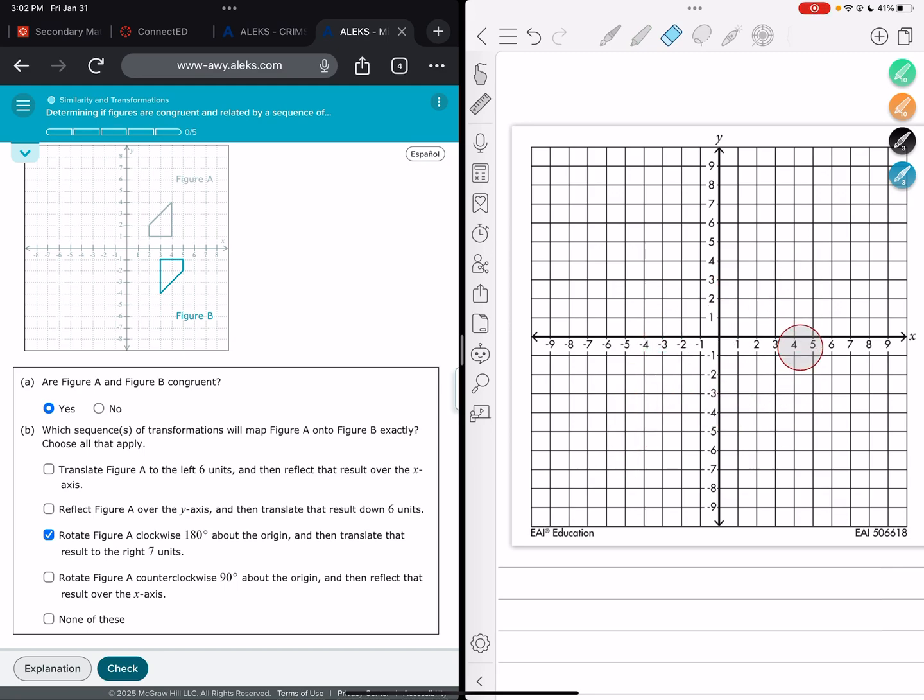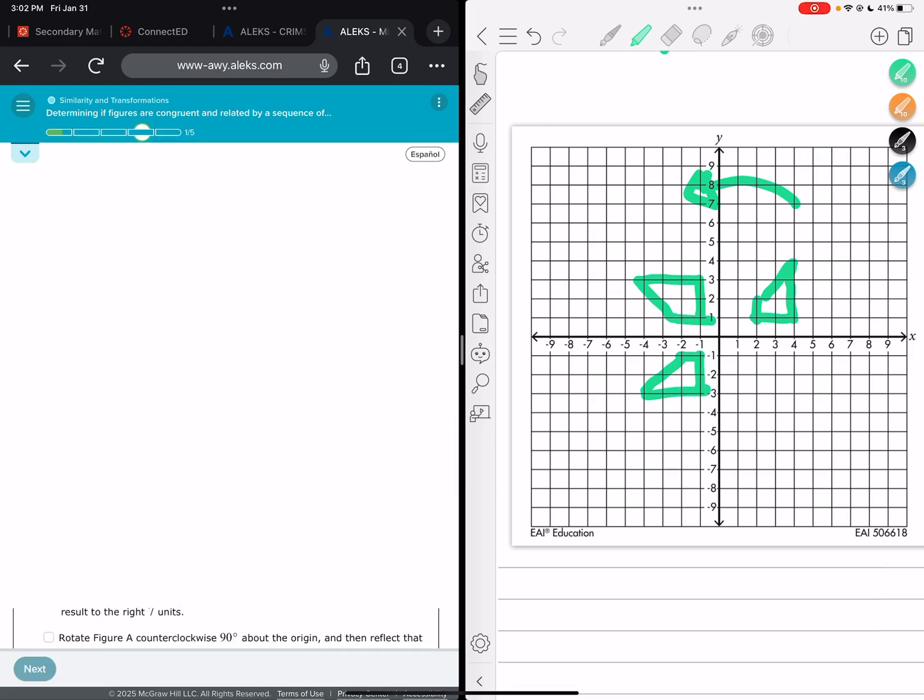And then if we're looking at this next one, we can see that it wants us to rotate the figure counterclockwise 90 degrees and then reflect that over the x-axis. That means that we would get a shape. If we go counterclockwise, that's this direction. So it looks something like this. And then if I reflect it over the x-axis, that means that it looks something like this, which is not B. So it's just the one, and we can check that off.